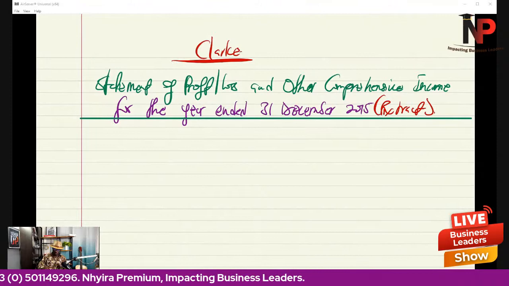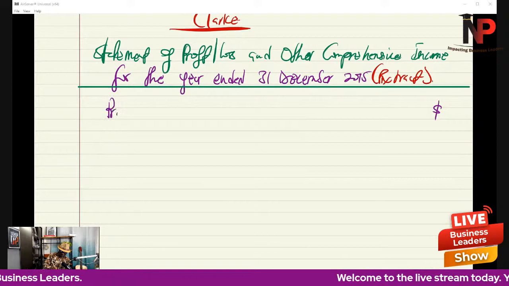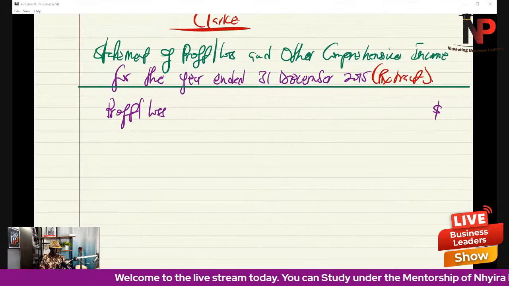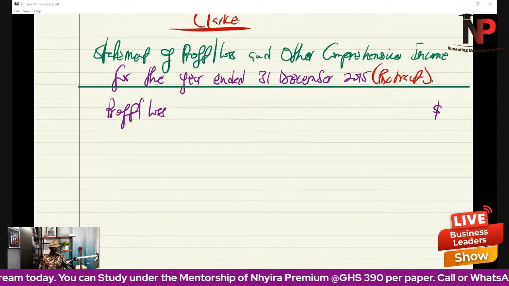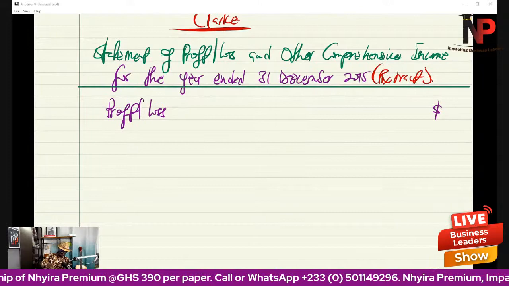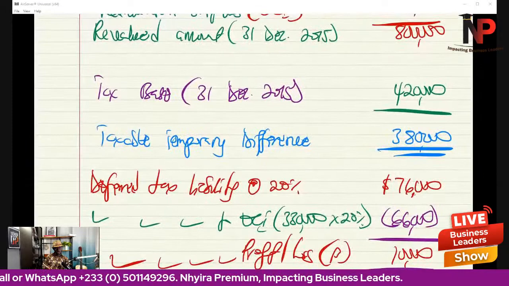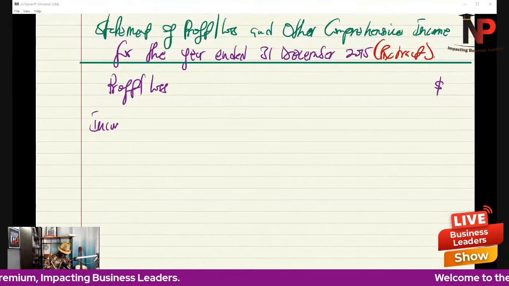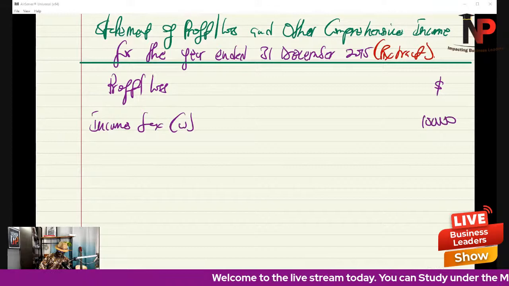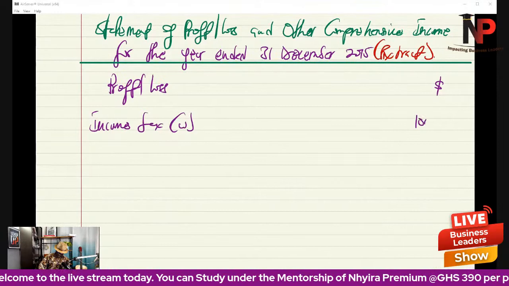So in the profit or loss, what do we bring? Remember, depreciation for 2015 had already been calculated. So what we're going to bring in is the deferred tax or the income tax that is going to P&L. So what we will have here is income tax from our workings, and that's going to be 10,000. So we bring it up, 10,000.